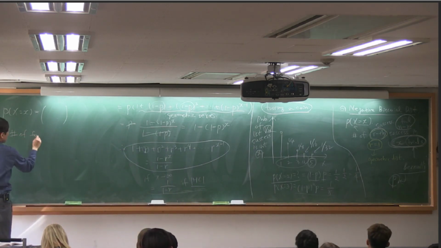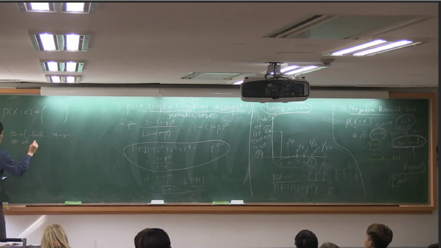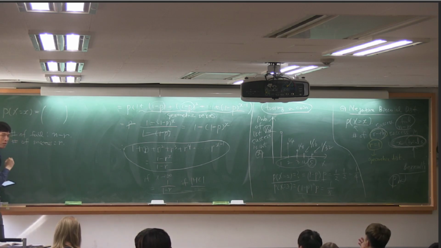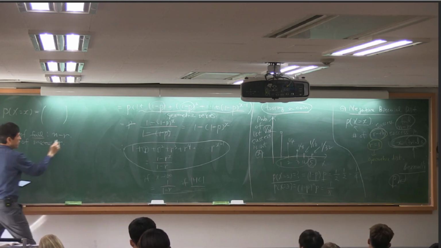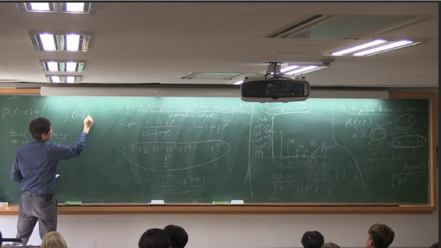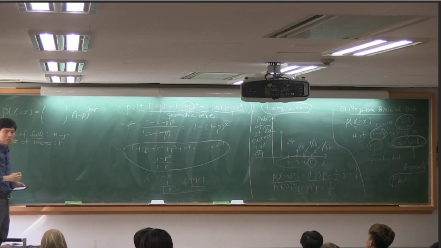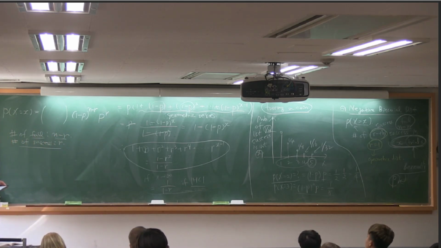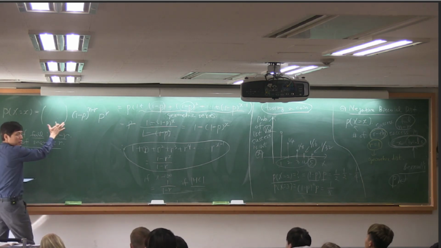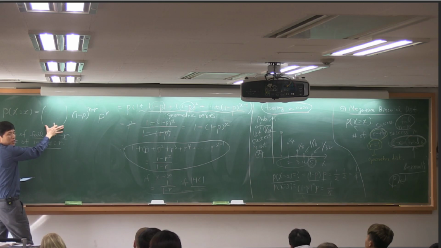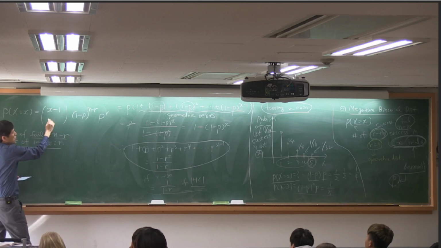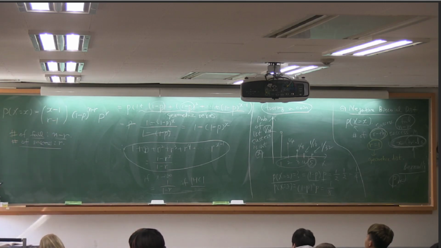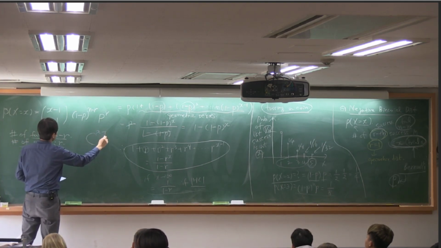So the number of failures is x minus r, and the number of successes is r. In Bernoulli trials, the probability of failure is 1 minus p, to the power x minus r, and then the success probability should be multiplied r times. There is another multiplication, a combination: x minus 1 choose r minus 1.